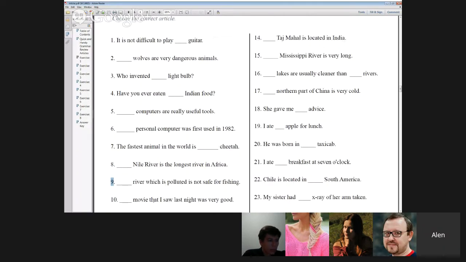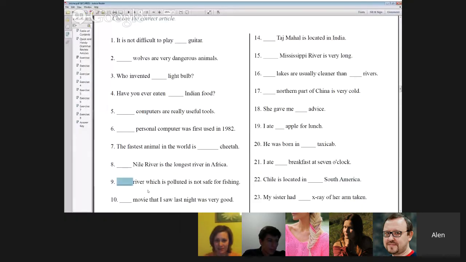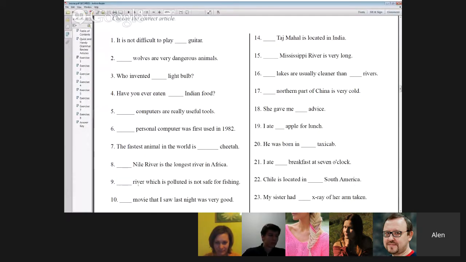All right, nine. A river which is polluted is not safe for fishing. I think it's without article because we don't know what river exactly. So when we don't know, then we have to say... A means like any river. Any river which is polluted, a river which is polluted, is not safe for fishing. Okay. All right.